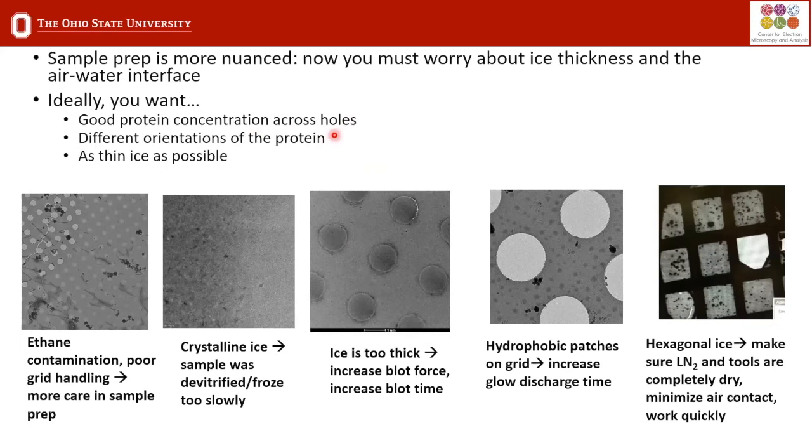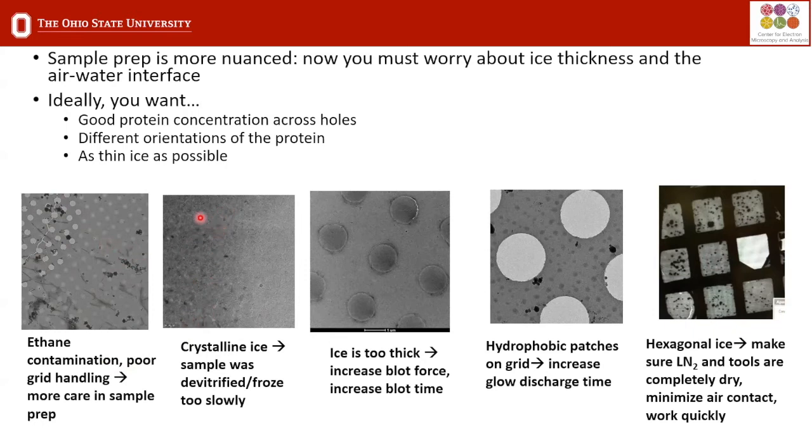Now here's my hall of shame of what you don't want to see when you're screening. If you see a lot of these dark black blobs, this is caused by ethane contamination. And then you could see a nice crack in that grid square. This is caused by poor grid handling, so you need to take more care when you're doing your sample prep.